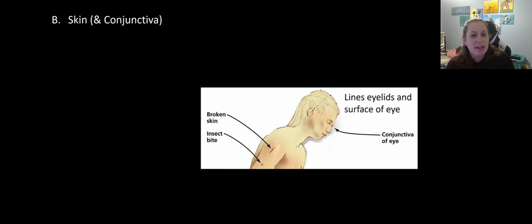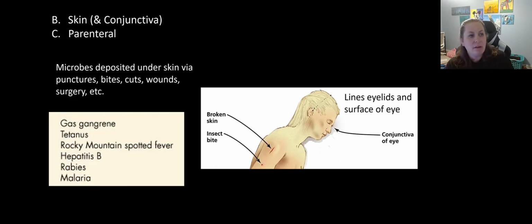The next area that they can gain access is through the skin. When we look at the skin, we see that the skin could be broken. It could be transmitted through like an insect bite. We also see that the conjunctiva could get infected. This is the part of your eye. It lines the eyelids and surface of your eyeball. And so it could get infected. When we get inflammation of that, we call it conjunctivitis. Okay, so those are some areas on the skin. And then we have what we call the parenteral route. This is where microbes are deposited under the skin, either through punctures, bites, cuts, wounds, or like surgeries.